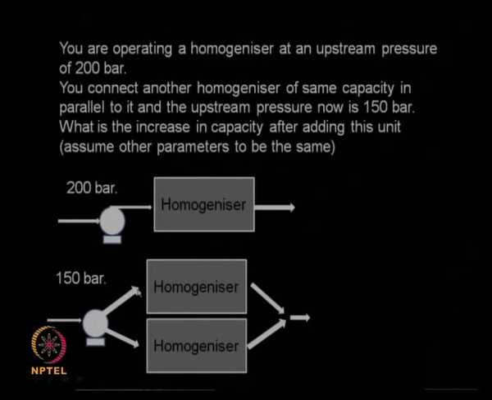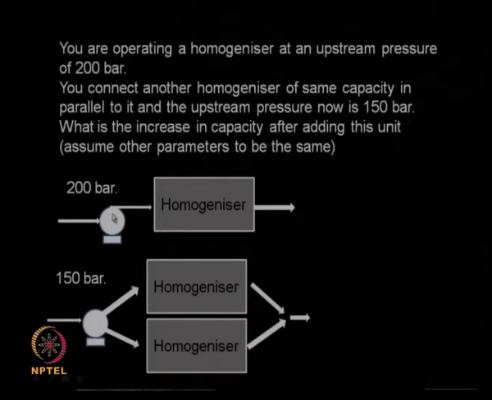Now imagine that you are putting another homogenizer of the same capacity in parallel to the one that already exists. Because you have put in that extra homogenizer, the pressure here goes down, so it becomes 150 bar. So you are connecting another homogenizer of the same capacity in parallel, and the pressure goes down to 150 bar. Now what will be the increased capacity after adding this homogenizer in parallel?